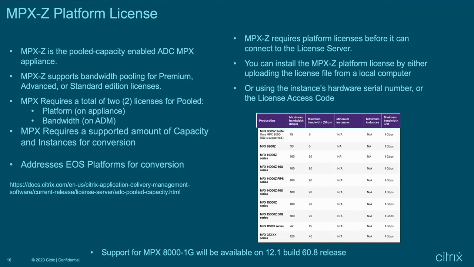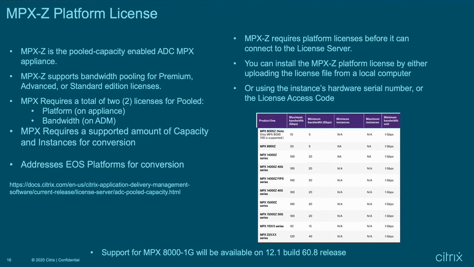You'll notice that there's a minimum amount of bandwidth that needs to be allocated to the appliance. And then after that, it's floating capacity. So basically, this is where the pool capacity comes in. For example, if I pick the MPX 8900Z appliance, so the 89,000 series appliances, they've got a maximum capacity of 33 gigs. The minimum that edition can run is 5 gig. However, you'll notice that the minimum bandwidth unit is 1 gig. So that's how much I can step the capacity up by.